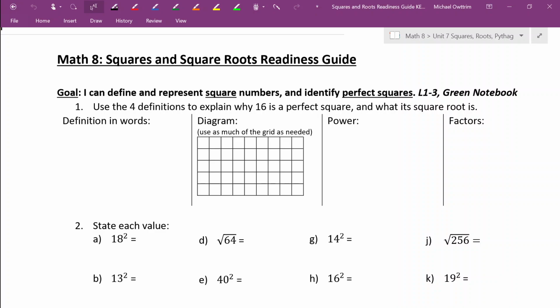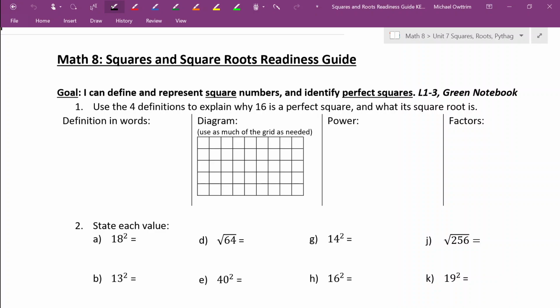So we're first asked to use 4 definitions to explain why 16 is a perfect square and what the square root of that would be. And of course we have our definition in words, we have ability to represent squares on diagrams, we have powers, which is a new idea, and we have the idea of factors. What about factors would make something a perfect square?